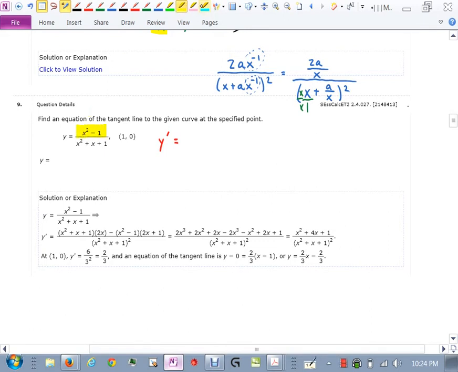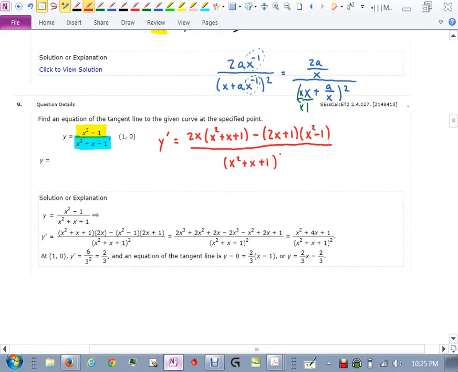So here's my f, and here's my g. The derivative should be f prime, which is the derivative of the top, times g, the bottom, minus the derivative of g, which is the bottom, the derivative of the bottom is 2x plus 1, times the top, which is x squared minus 1, all over the bottom, x squared plus x plus 1, squared. Holy crap, that is the slope of the tangent line at some given point.